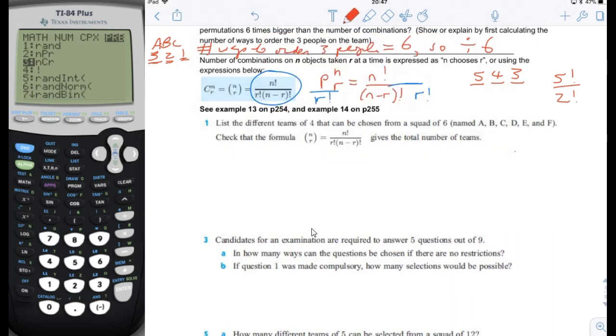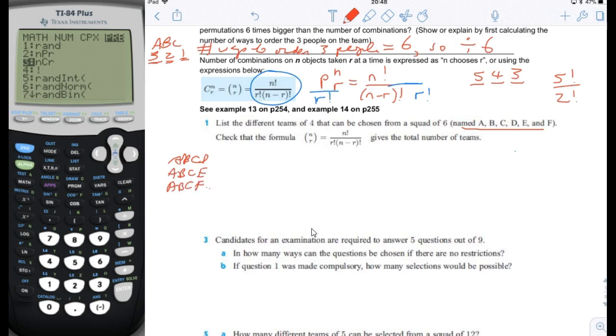Number 1: list the different teams of 4 that can be chosen from a squad of 6. So we have 6 people, A, B, C, D, E, F, and we want to draw 4 people at a time. Let's see how many different combinations of 4 can be made from a group of 6. For example, A, B, C, D is one possible group of 4. A, B, C, E, A, B, C, F, etc.